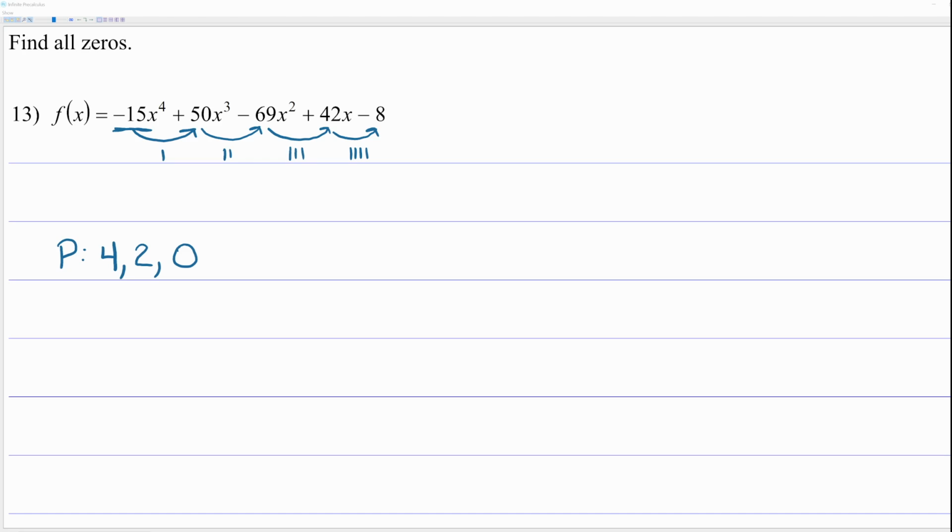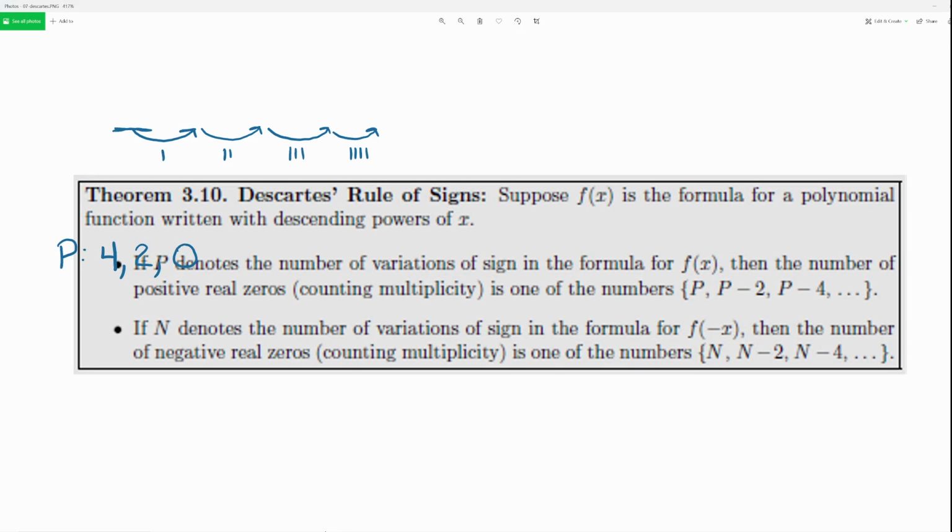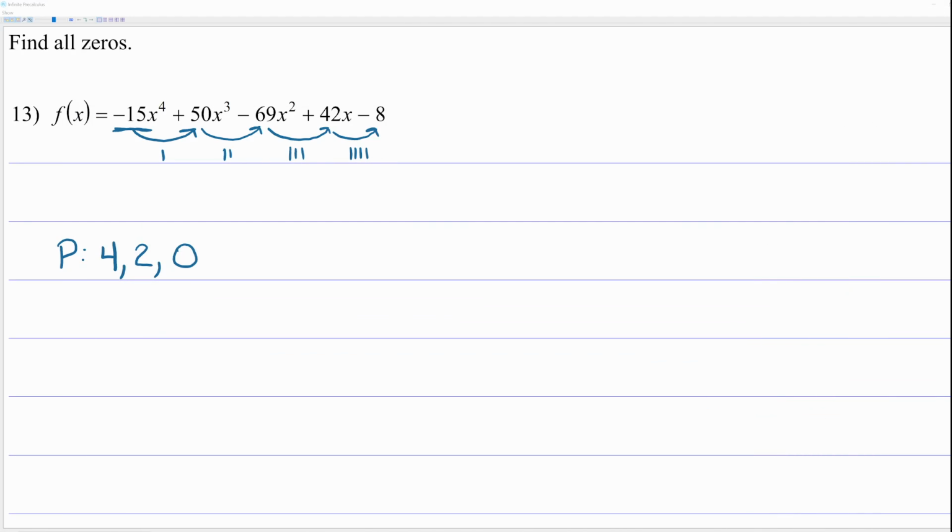Now, let's read the next bullet, and I'm going to try not to erase my work so we can compare everything. So the theorem says, we're looking at the second bullet point. If n denotes the number of variations of sign in the formula for f of negative x, then the number of negative real zeros is one of the numbers n minus 2, n minus 4. So we have this count down by 2 thing again. So this one's a little bit different. It's still the number of variations in sign. We're still counting down by 2, but in this case, you have to calculate f of negative x. So let's go back to our example and see what that's all about.